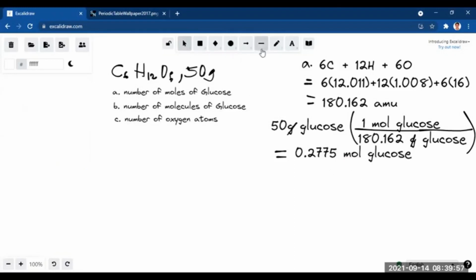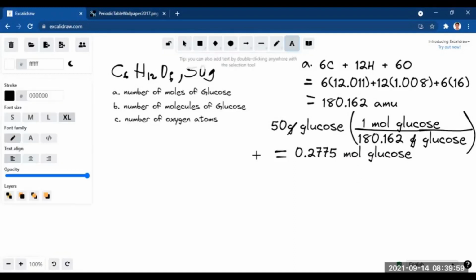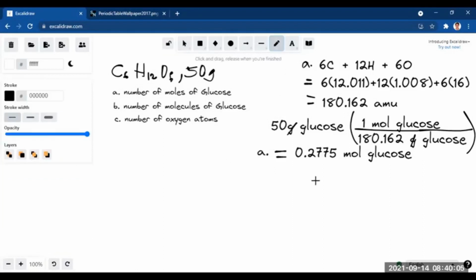This is for letter A, the number of moles. Okay, so let's check if we're doing the right thing. Let's go back to our presentation. So our answer for letter A is the number of moles is 0.2775 moles.